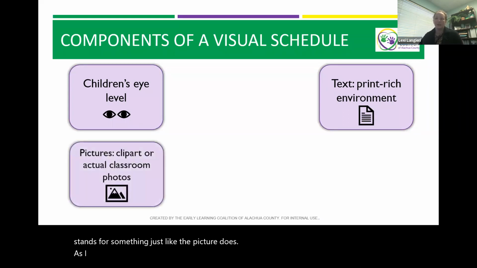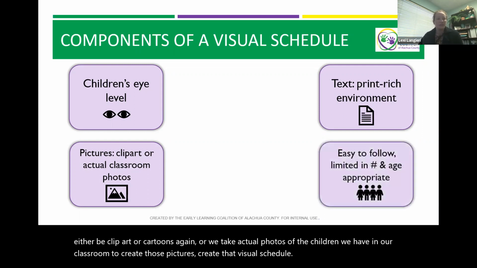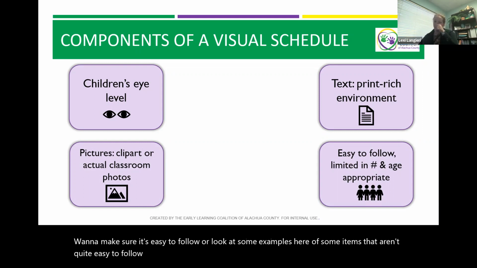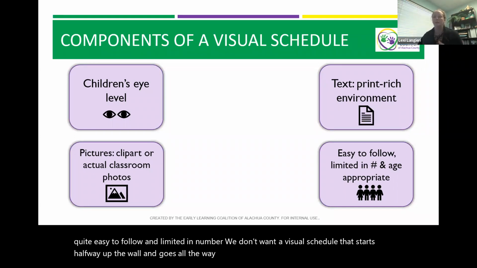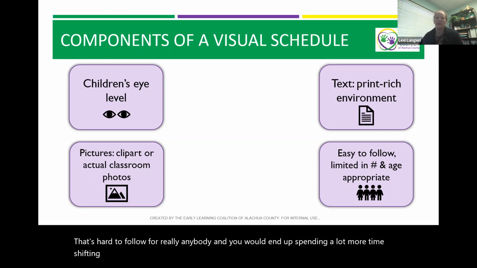As I stated before, pictures help it become visual, make it kind of come alive, and that can either be clip art or cartoons, again, or we take actual photos of the children we have in our classroom to create those pictures, create that visual schedule. We want to make sure it's easy to follow. We're going to look at some examples here of some items that aren't quite easy to follow and limited in number. We don't want a visual schedule that starts halfway up the wall and goes all the way down to the floor. That's hard to follow for really anybody. And you would end up spending a lot more time shifting your little arrow on your visual schedule than you would actually in those activities.